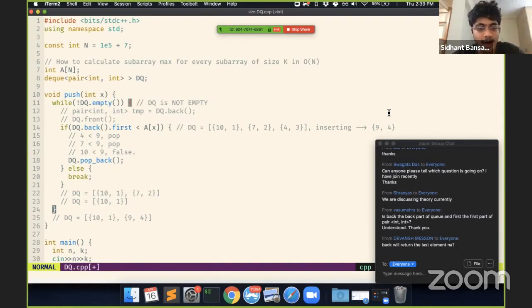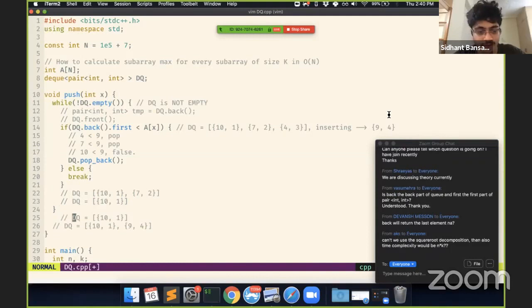So, after all the popping, what do we have here? When we break out, we have 10 and 1, right?